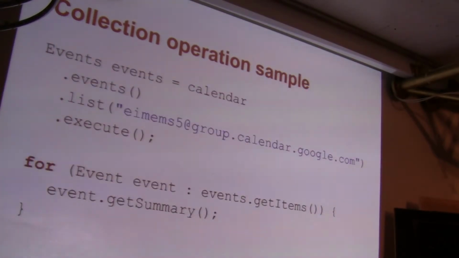And this is an example of using Java client library. What it does, it accesses events collection. It takes all the events from calendar with this ID. Well, normal ID should be a bit longer, this is shortened one. And after you get events, you can list through them and, for example, get summaries or any other properties.